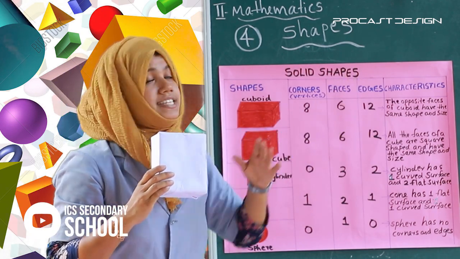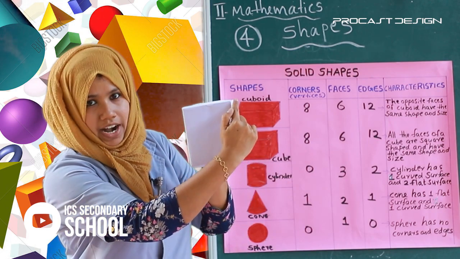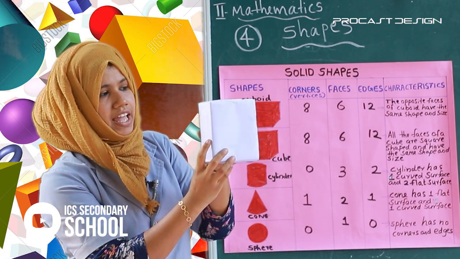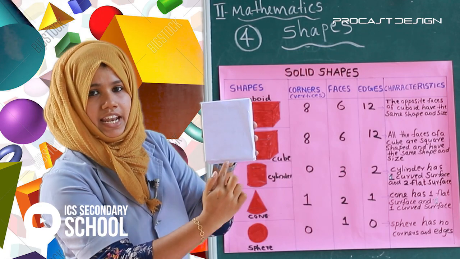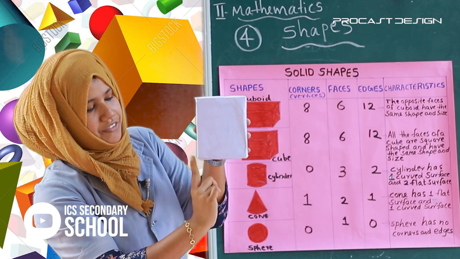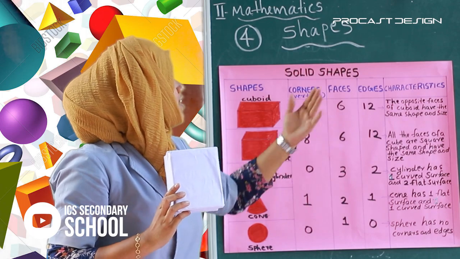How many edges are there? 12 edges. 1, 2, 3, 4, 5, 6, 7, 8, 9, 10, 11 and 12. How many edges? 12 edges.